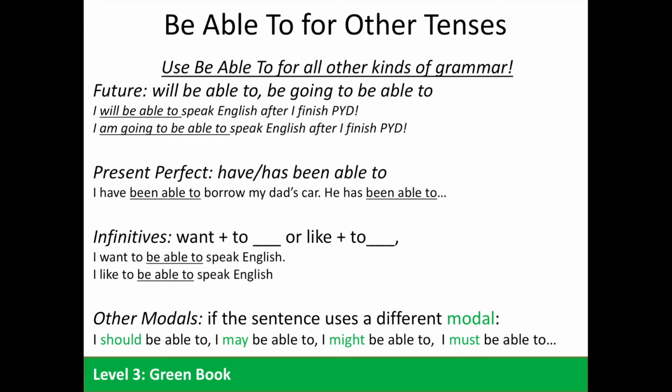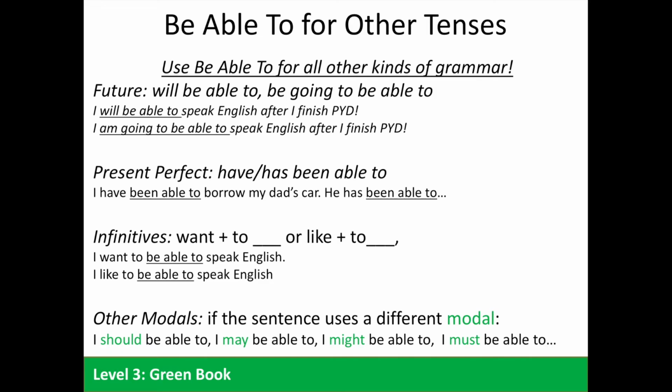Again, looking at these two examples, you'll have to remember that after the modal will, we have the base verb. In our second example, we know that the be verb connects with the subject of the statement. We can also use it in the present perfect: have or has been able to. Here's an example. I have been able to borrow my dad's car. He has been able to, etc.